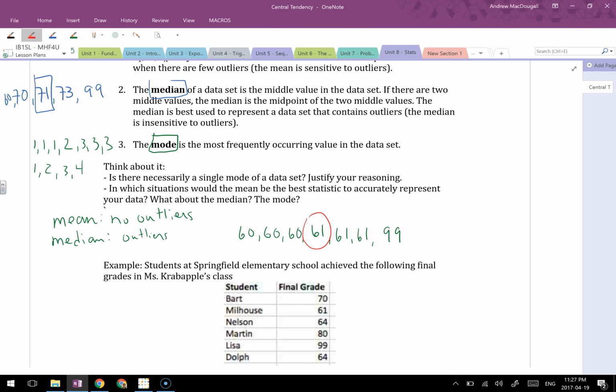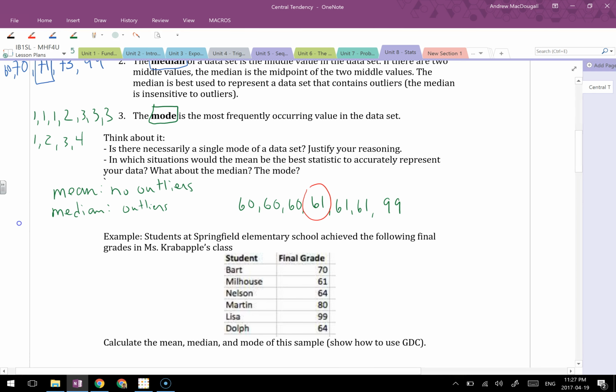Now, what about the mode? Well, the mode doesn't really seem that useful. Just because something occurs a lot doesn't mean it represents your data very well. Consider this data set. Let's say some number in the 60s or close to the 60s would probably represent this data set the best, but the mode is 2, which is probably the least representative number of this data set. So you might wonder, when is the mode really what you want?